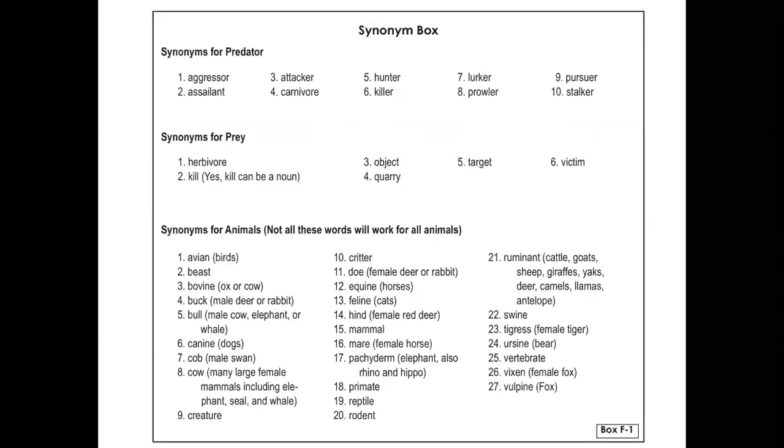All right, so here we have some synonyms. And of course, we want them to look up more than what are here, but we have synonyms for predator, we have synonyms for prey, and then we have synonyms for animals that will work with specific kinds, like avian for birds, bovine for ox or cow, cow for many large female mammals, including elephant, seal, and whale, tigress, vixen, vulpine, and so forth. And there's also a place in the lesson for them to come up with more synonyms for their specific animals.